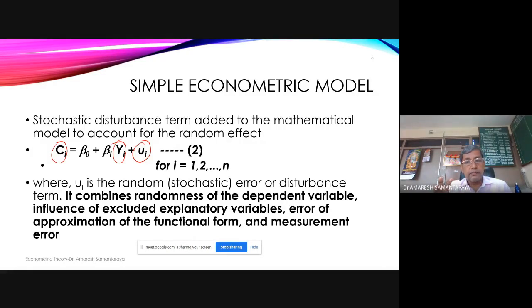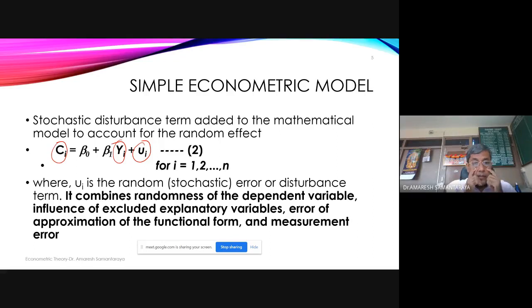So now these variables, like family size, taste and preferences, wealth, there can be an average impact of these three variables. There can be some random impact of these excluded variables. The random impact of these excluded explanatory variables is captured in ui, and the average impact of these excluded variables is captured in beta 0.